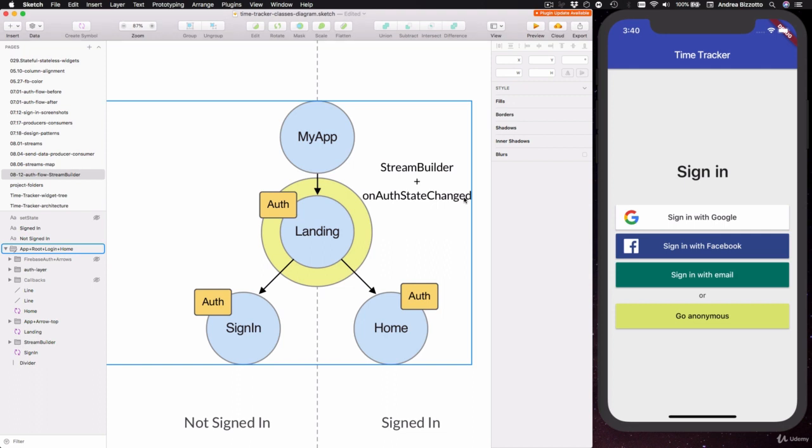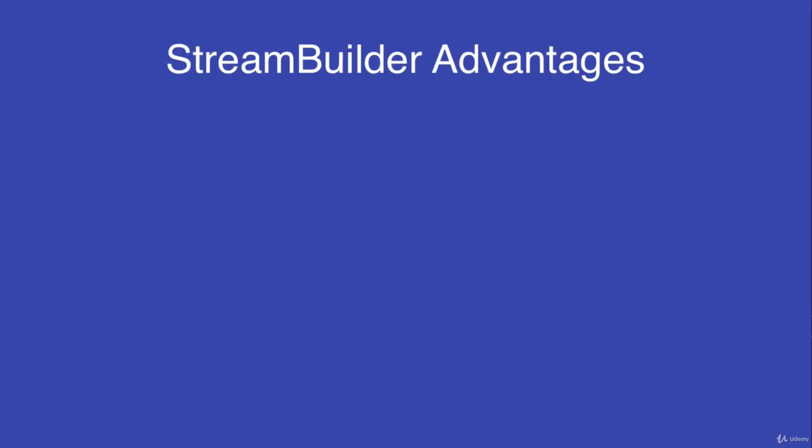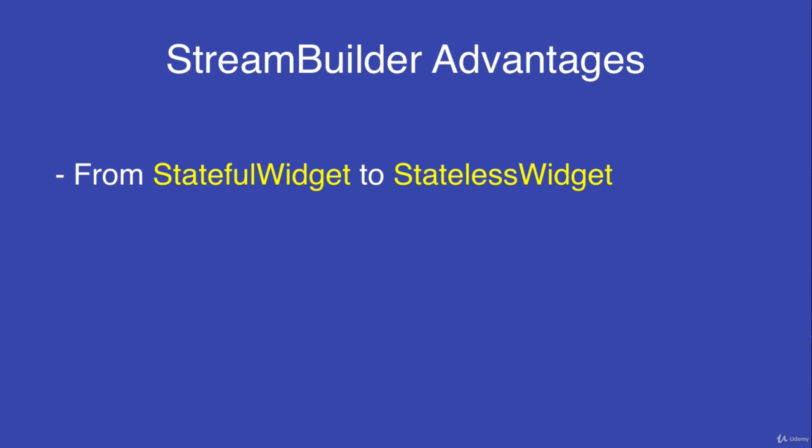And this happens when we start the application and Firebase checks for the current user, and also when we manually sign in and sign out of the app. So I really want to emphasize what a difference it makes when we use streams and StreamBuilder in our Flutter apps. To me, the greatest advantage is that we can go from stateful widgets that manage their own state manually to stateless widgets that rebuild themselves every time there is a new value on the stream.